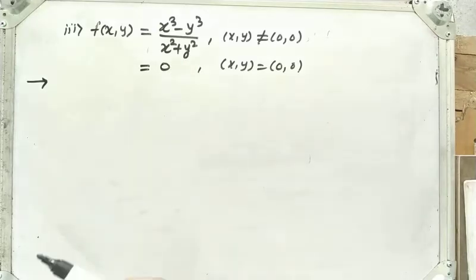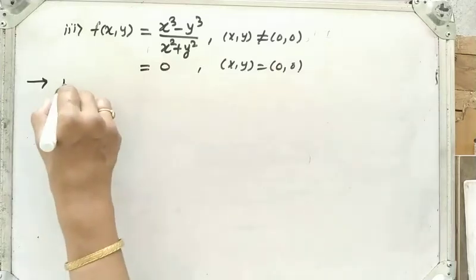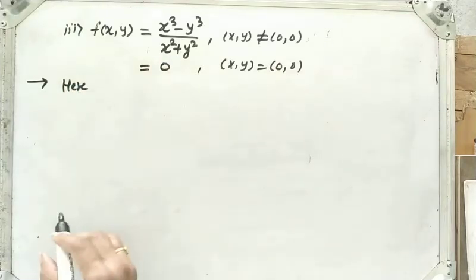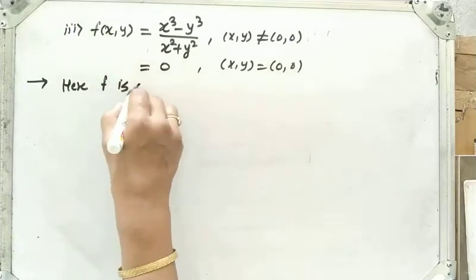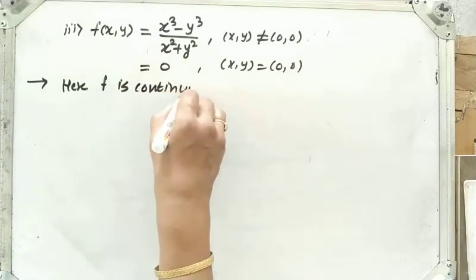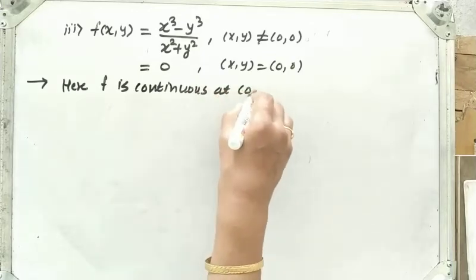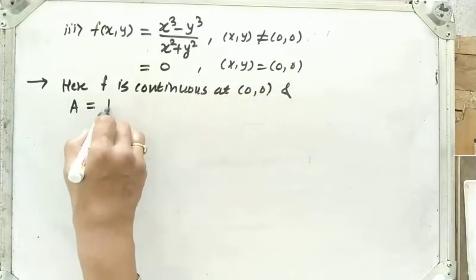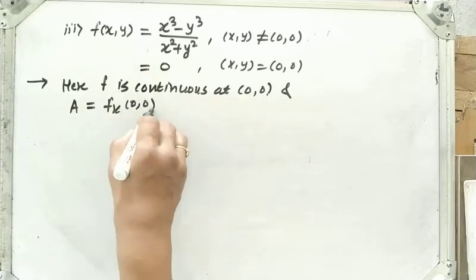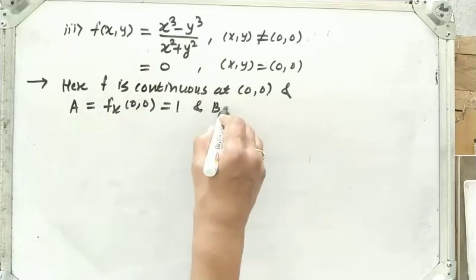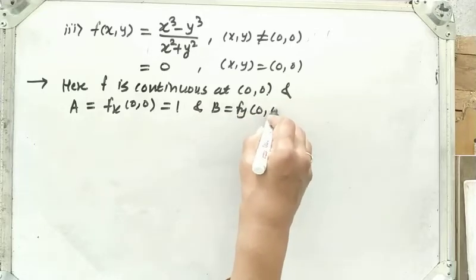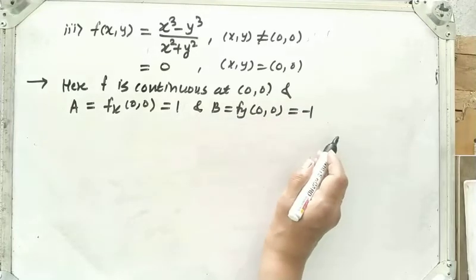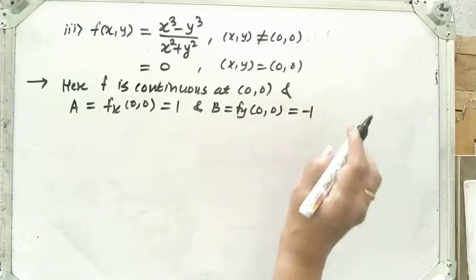We also found the value of fx at 0, 0 and fy at 0, 0. Okay, so we will use that. I am writing here directly that f is continuous at 0, 0 and a is equal to fx at 0, 0, its value is 1, and b is equal to fy at 0, 0, its value is minus 1. Okay, we have solved up to this.